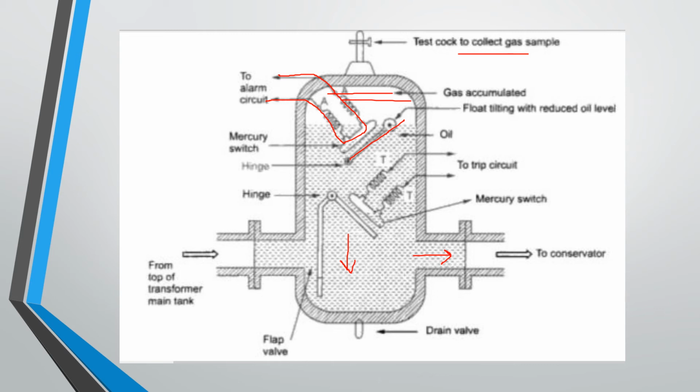But when a serious fault like an internal short circuit occurs, the accumulation of gases starts to take place at a faster rate, and the oil level also decreases at a faster rate, which rushes towards the conservator side. In this case, the flap valve will also move upward, and thus the mercury switch will get associated with the trip circuit, and a trip command will be issued, and the transformer finally will be disconnected from the supply.